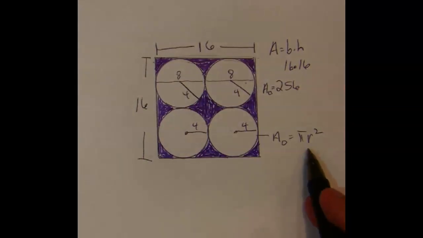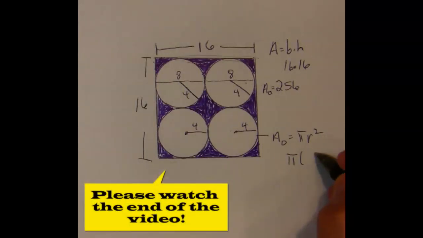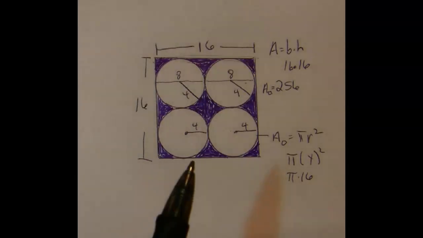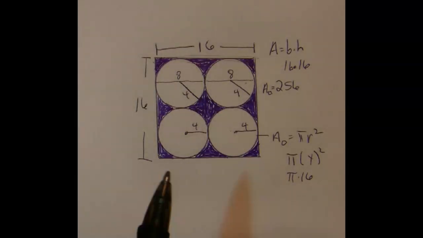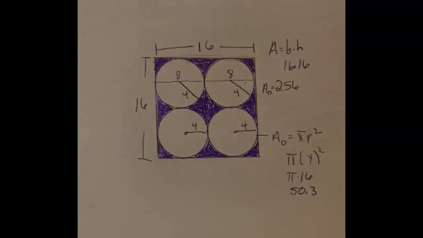Now let's find the area of our circles. Well, let's just do one circle, and then we're going to end up multiplying it by 4 because there's 4 of them. The radius is 4 squared, so this is pi times 16. So let's turn our calculator sideways. 16 times pi equals, we get 50.26 or 50.3. Now 50.3 is one circle.